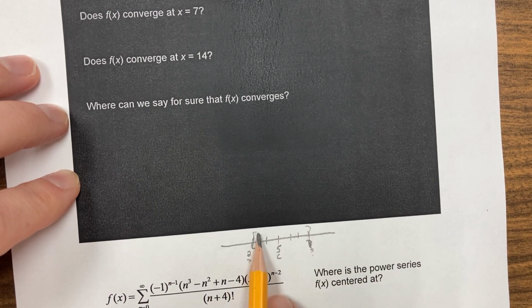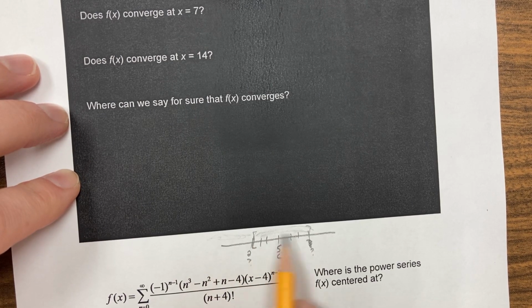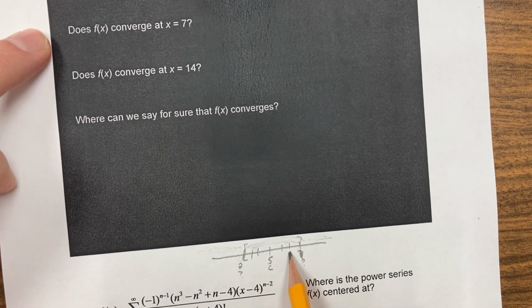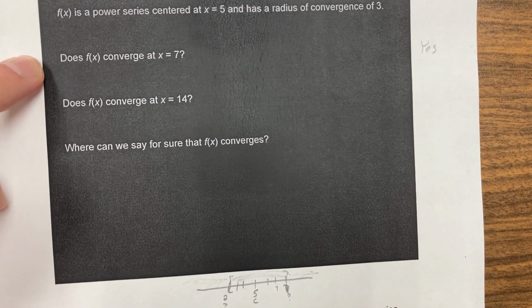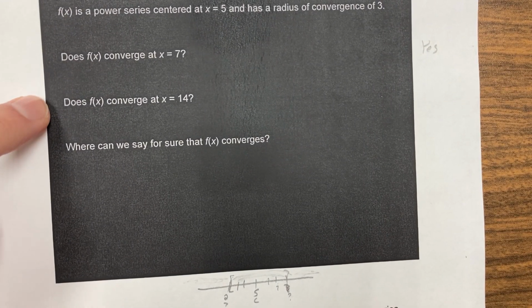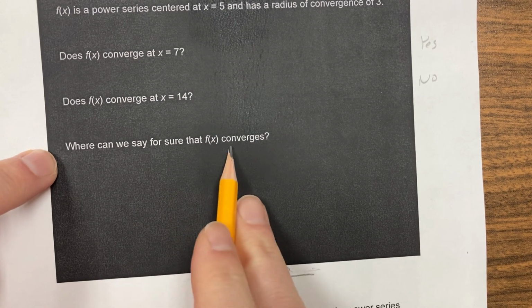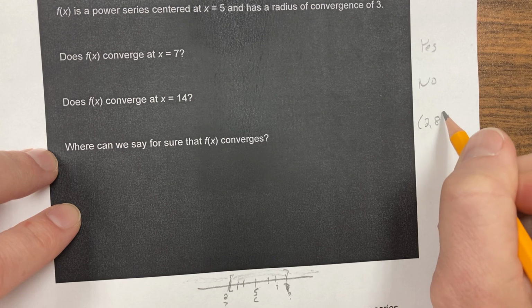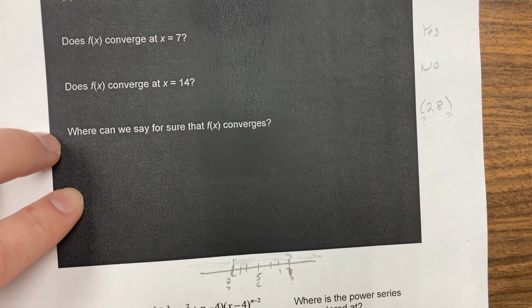But what we do know is it converges everywhere inside of this interval and it diverges everywhere outside of this interval. So first question is, does this converge at 7? 7 is inside of it, so we would say yes. We definitely converge at 7. Does this converge at 14? The answer would be no. Diverges at 14. It's outside that interval. Where can we say it converges for sure? We can say that this converges for sure between 2 and 8. About those endpoints, we're not sure. Maybe, maybe not. Okay.